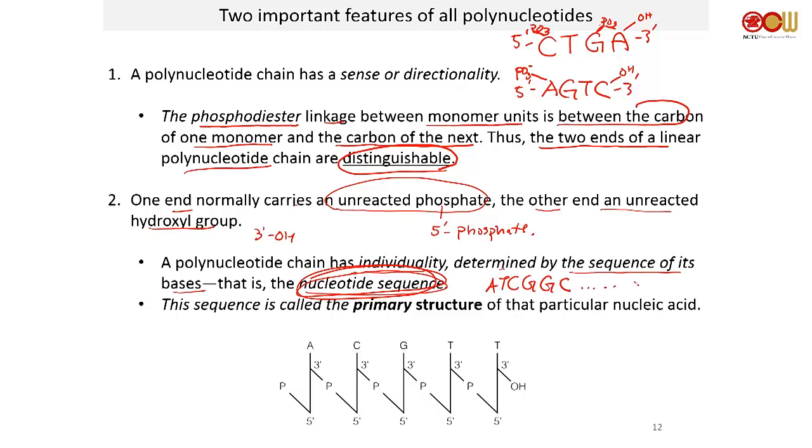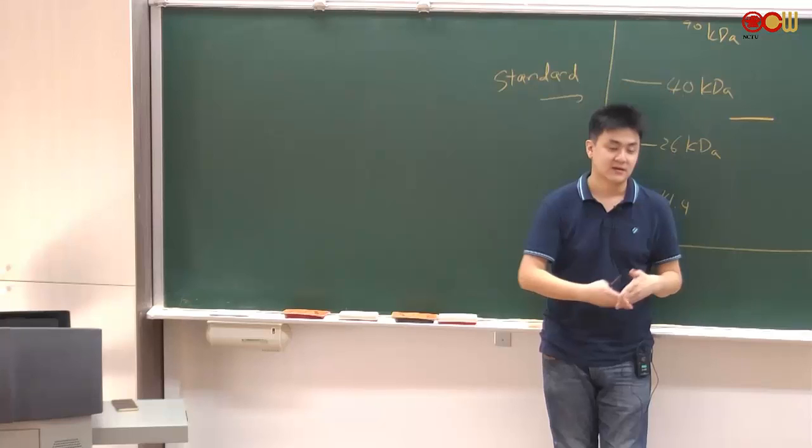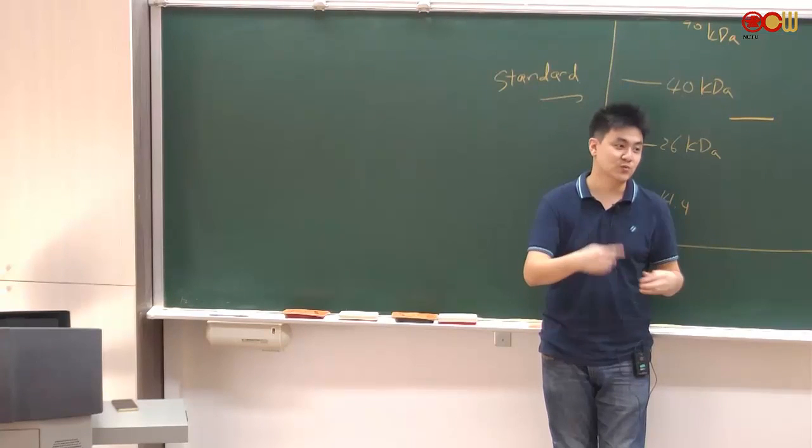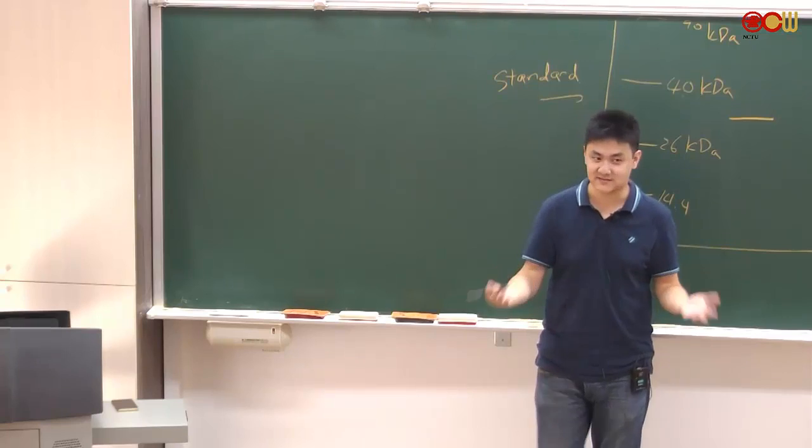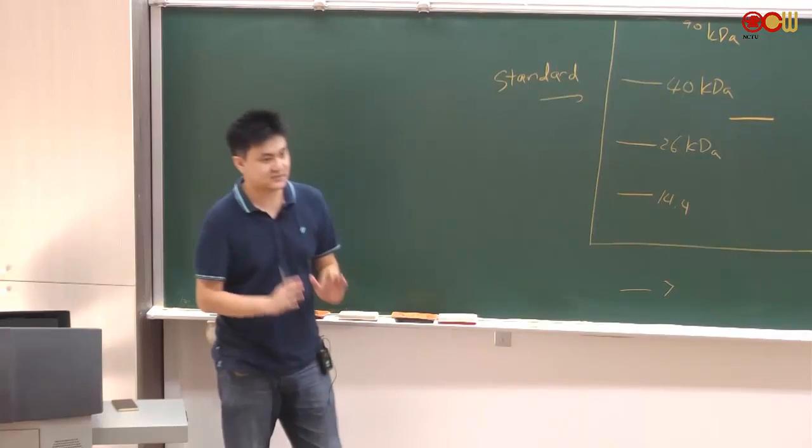It's distinguishable because the sequence, for example, ATCG is different from ATGG. It's just a different molecule. And the sequence is called the primary structure of nucleic acid. For biomacromolecules, the primary structure for DNA and proteins is always just the sequence, the order in which things come. Secondary structures, we'll see, have to do with intramolecular bonding, hydrogen bonding, and stuff like that. But primary structure is just the sequence.